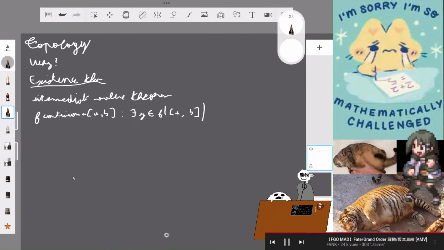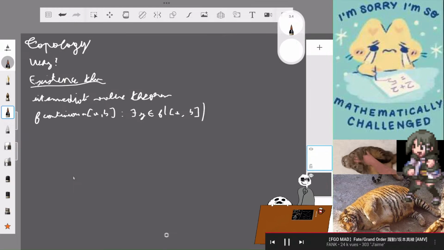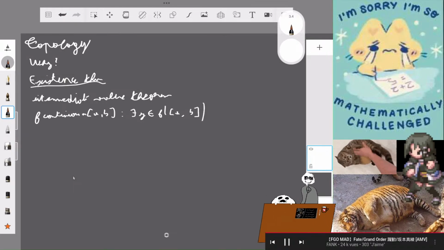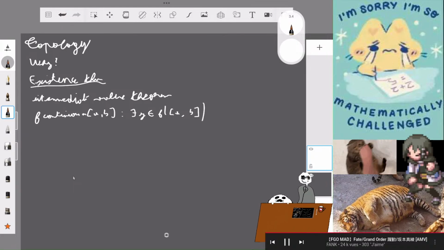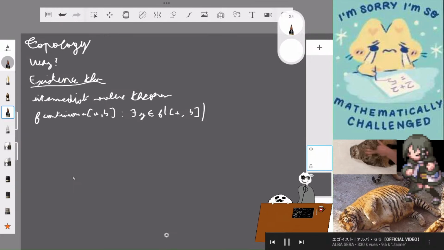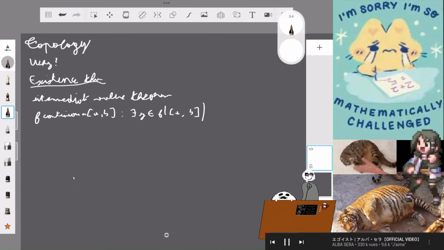Function f continuous on the interval AB means that for a and b in f of I, we have that for any y in f of I, the segment is included in f of I.